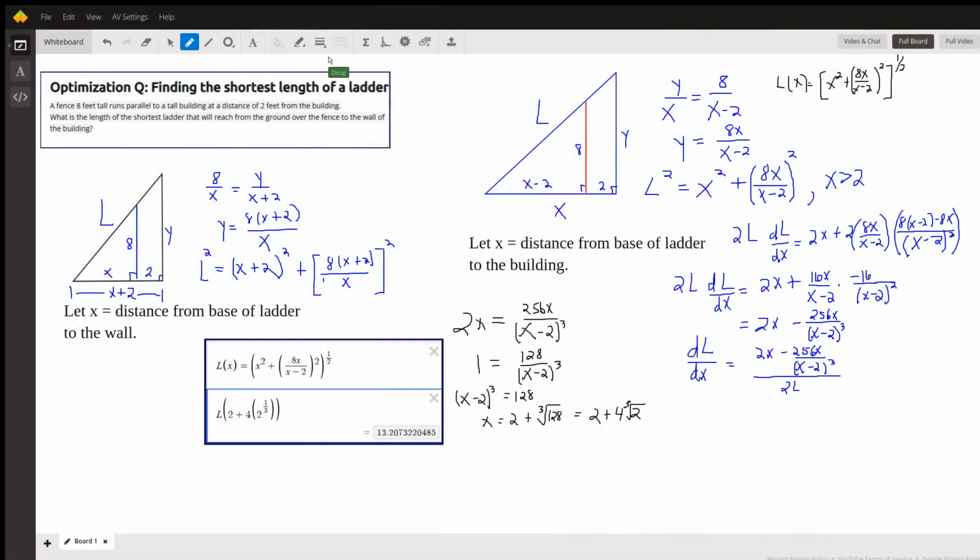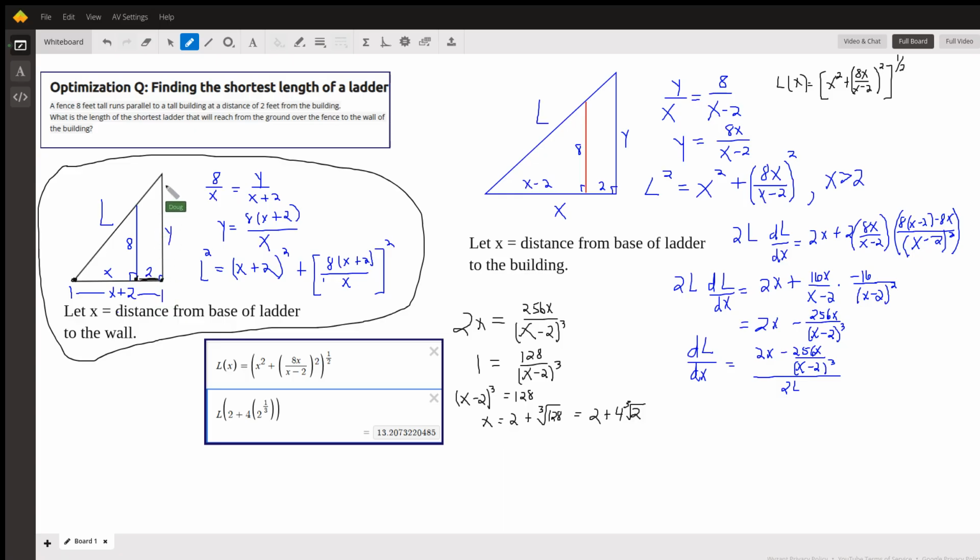Okay, you kind of have two choices how to set up the variables for this problem. Here's one way, but it leads to more complicated derivatives and functions. But if you let x equal the distance from the base of the ladder, which is right here, to the wall, which is 8 feet high right here, then the distance from the base of the ladder to the building is 2 more than that, because this distance is 2.